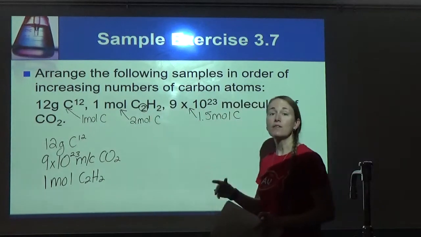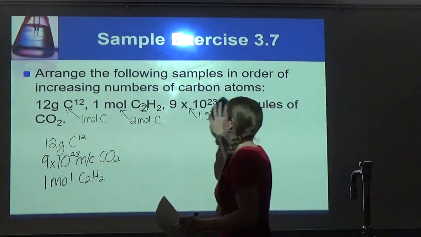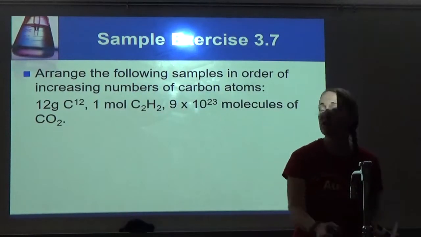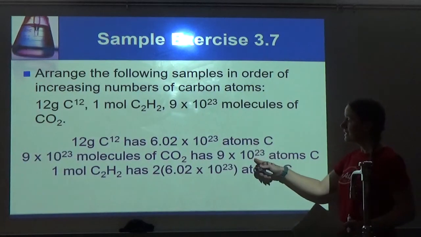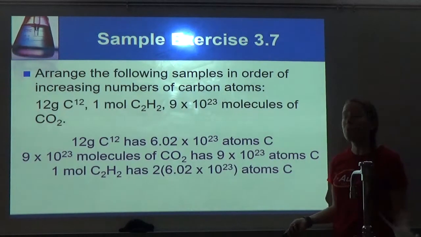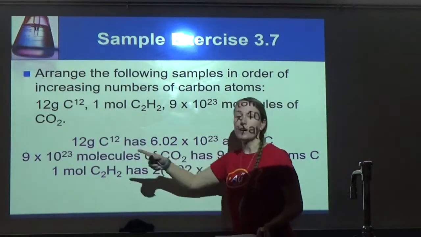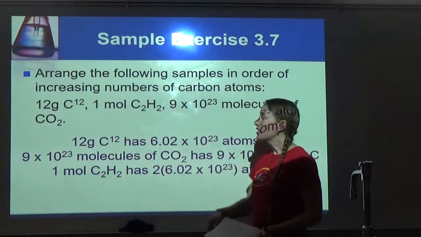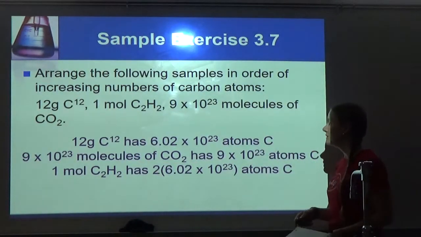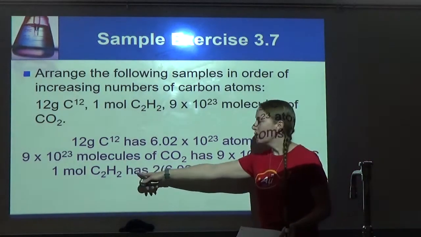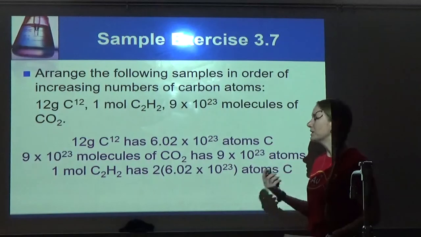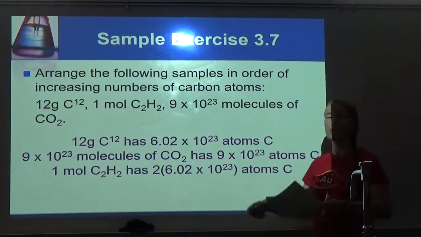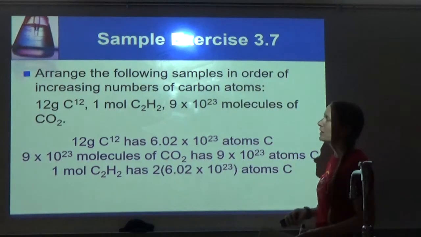So the thing you have to be careful of is when it has a subscript. Make sure you include that, just like we did when we did percent composition. We would take into account how many we have. In this case, instead of going to moles, I went to molecules. I said, 12 grams is 1 mole, so that's 6.02 times 10 to the 23 atoms of carbon. 9 times 10 to the 23 molecules is 9 times 10 to the 23 atoms of carbon. And 1 mole of C2H2 has 2 times 6.02 times 10 to the 23 carbon atoms. So that's how I did it on here. Same method, just a slightly different way of getting there.